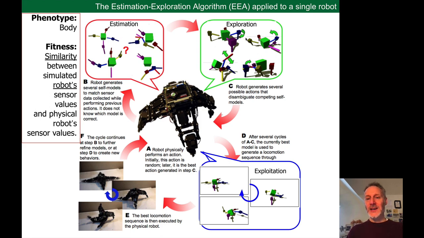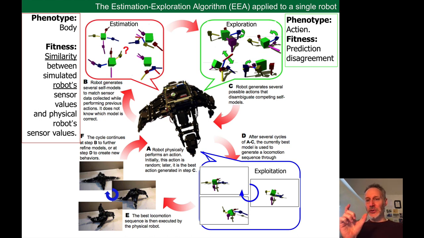Okay, so this exploration algorithm is evolving actions or things to do. It's evolving a set of synaptic weights for a controller that causes the robot to act. And the fitness of each of these individual neural controllers is the amount of prediction disagreement among the four self models, or however many self models there are. This is all done in simulation.